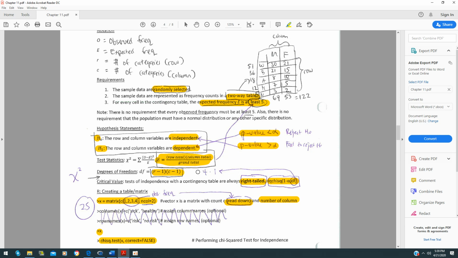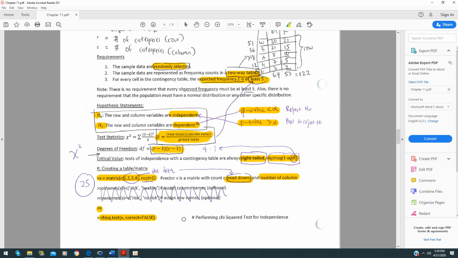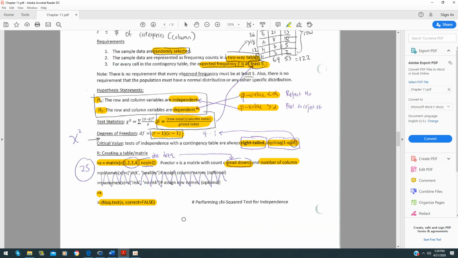And then after that, how many columns do we have? We have 2 columns in this case. So this is how you write these vectors in matrix form. And then you just type X. This X will show you that your contingency table looks exactly like this. And then you just do chisq.test of X, correct equals FALSE. This will give us your p-value and your chi-square test statistic.